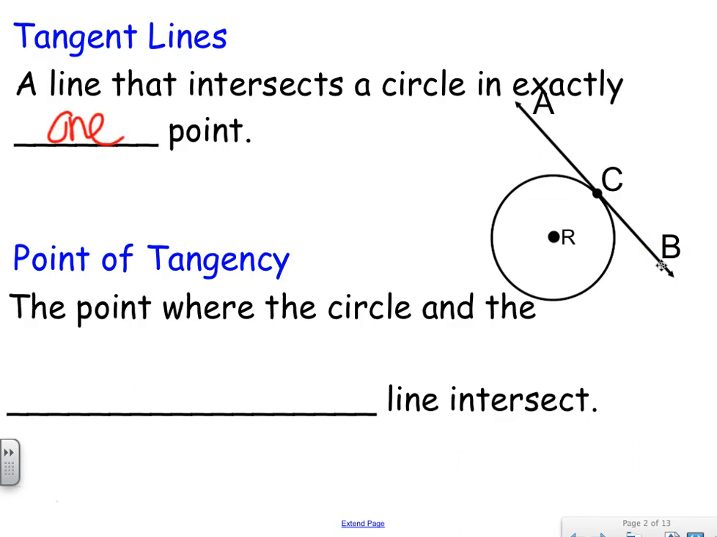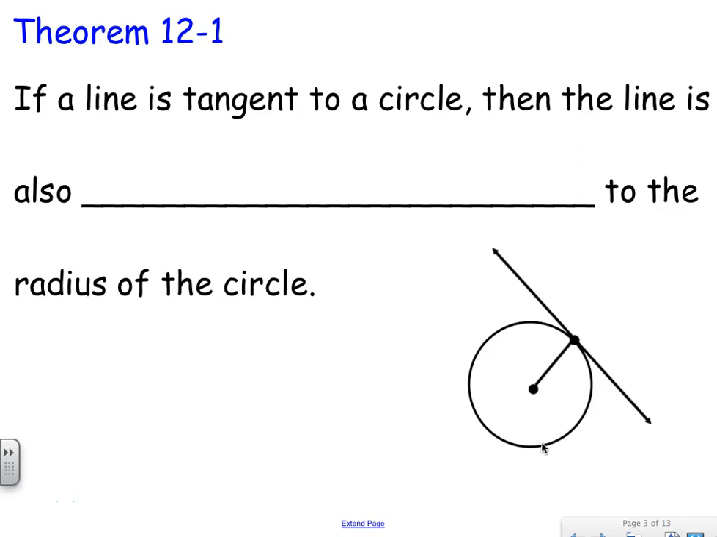Okay, the point of tangency is the point where the circle and the tangent line intersect. So this point right here, C, would be the point of tangency, where that tangent line is going to hit the circle.